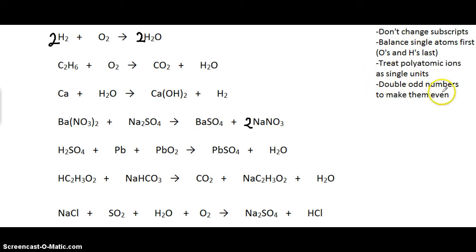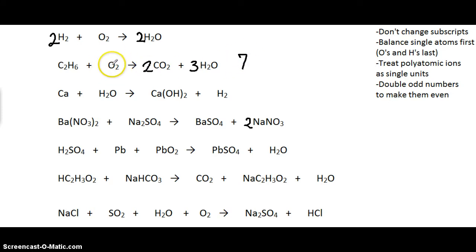The doubling the odd numbers to make them even, I'll show you with this one, the second one, and this one helps a lot too. If I start, again, notice I'm going to save the O's for last because they appear in several places. So let's start with the C's. I have 2 here, so I'm going to start by putting a 2 here. So I'm good there. The problem is now I have 6 H's, so if I put a 3 here, now notice my oxygens. On this side I have 4 oxygens plus 3. I have a total of 7 oxygens on the right side.